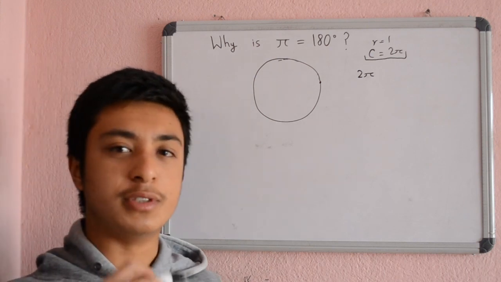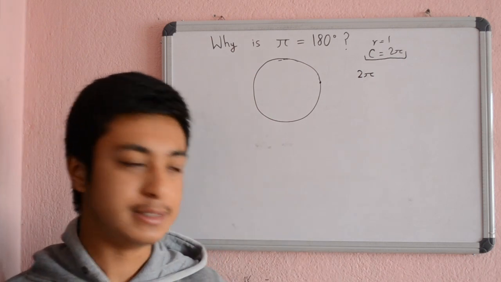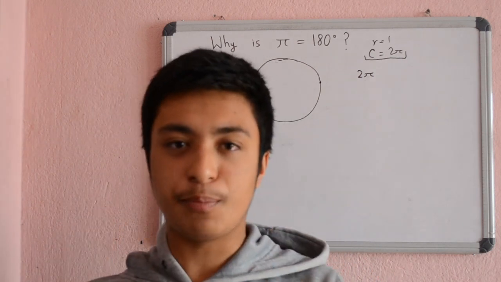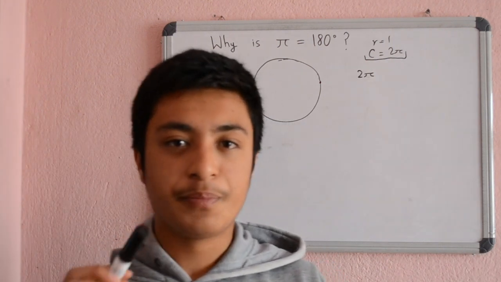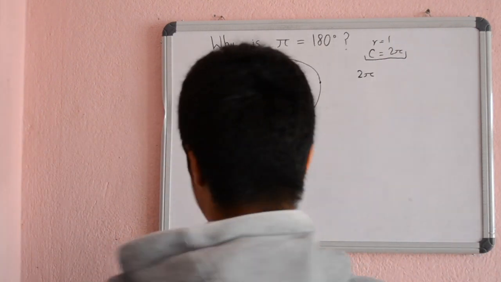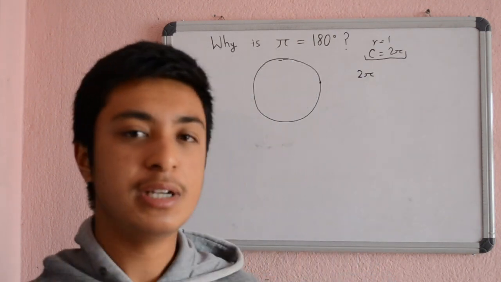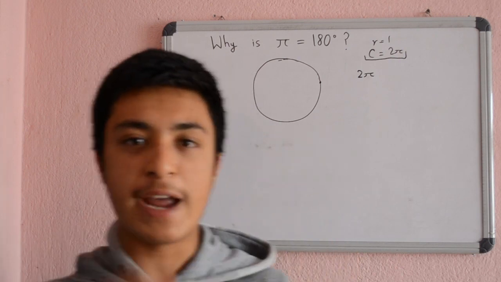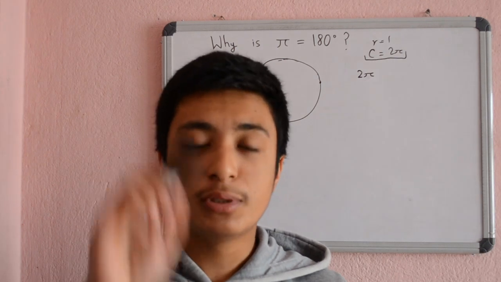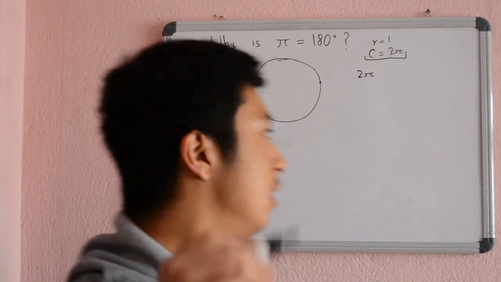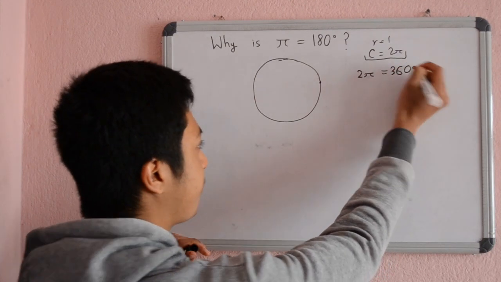But what about in terms of degrees or angle? Well, this is where the fun part begins. Because now imagine you're at a point like this. So what does it mean to go a full circle? Well, it means to go 360 degrees. That means when you take one full turn and come back to the original position facing the original way, you just did a 360 degree turn. So we can conclude that 2 pi is equal to 360 degrees.